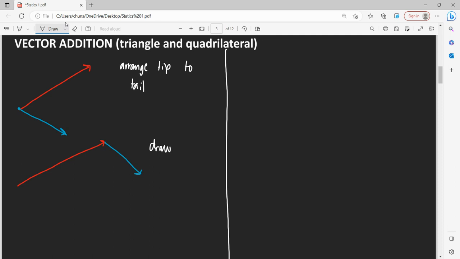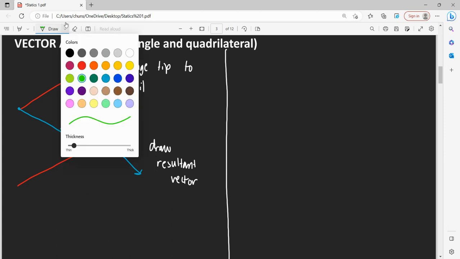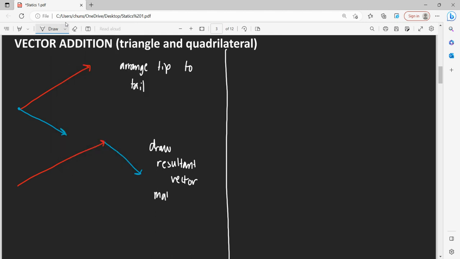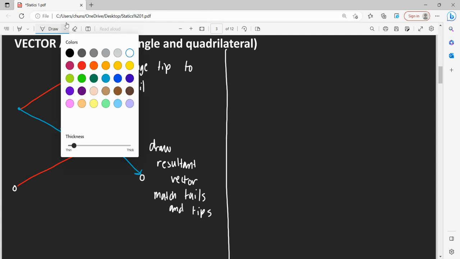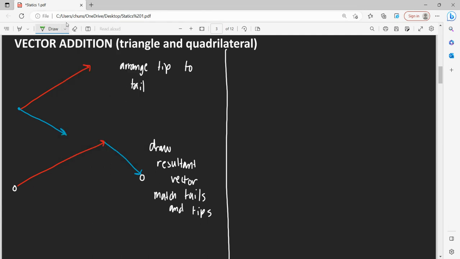Now we're going to draw our resultant vector. So when we draw our resultant vector, we want to match tails and tips. So there's one open tip here, one open tail here, so we're going to match it up and go tail to tip. Right? And green is our resultant.